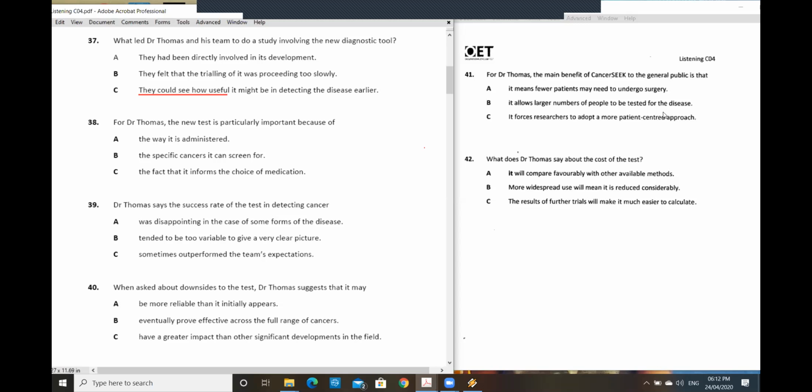Particularly pay attention to comparative language in the answer choices. Pay attention to negative words. Pay attention to extreme words.